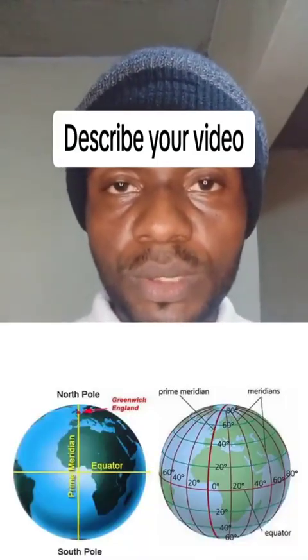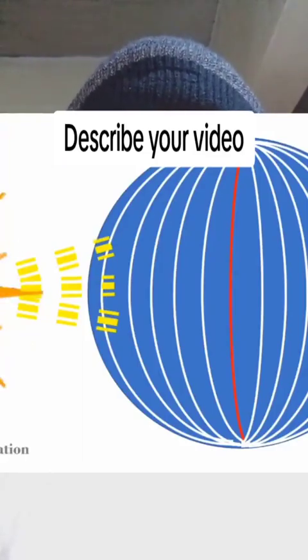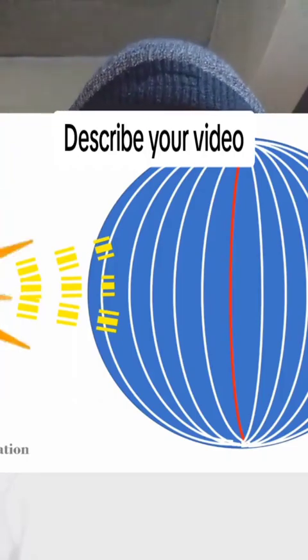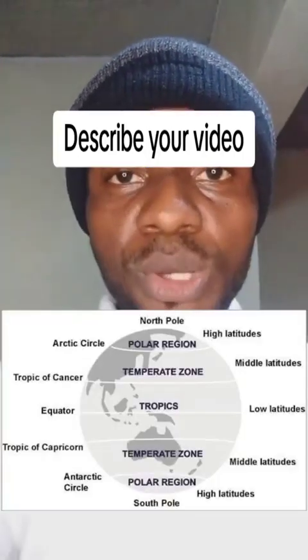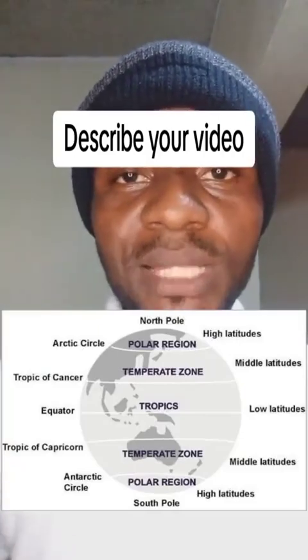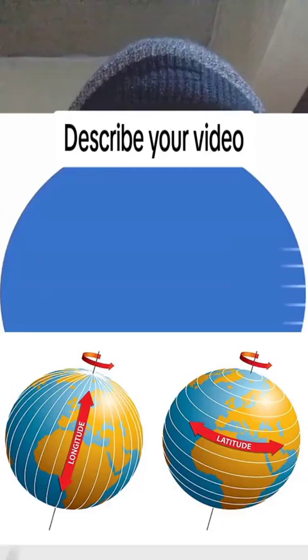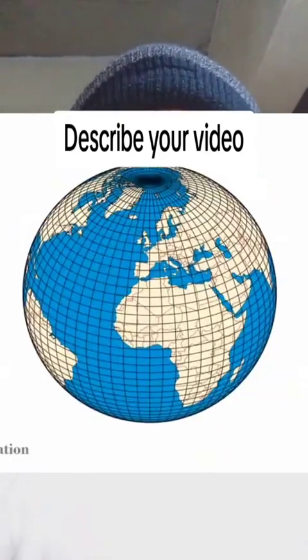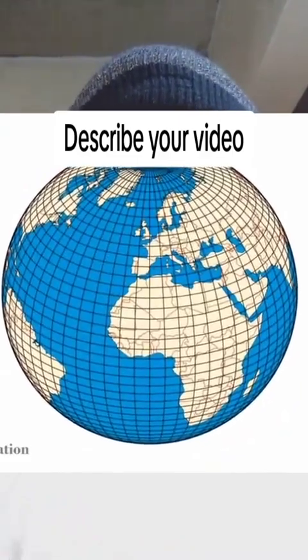So to sum it up, longitudes determine time zones. Latitudes help us to know the different temperature zones, while the grid helps to determine the actual location of any place on the Earth's surface.